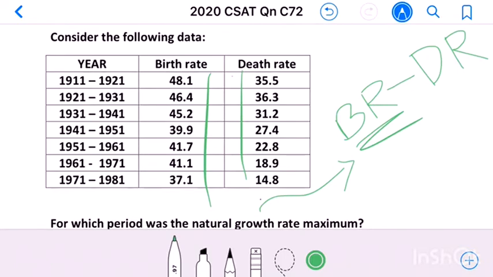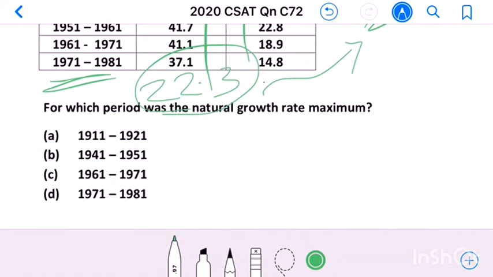So here in 1971 to 1981, the difference is 37.1 minus 14.8, we get 22.3. This is the maximum value among all those values. Therefore, our answer is option D, 1971 to.